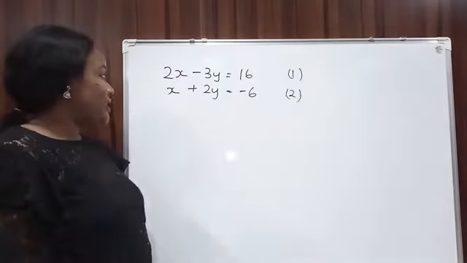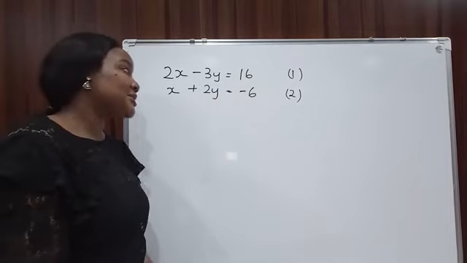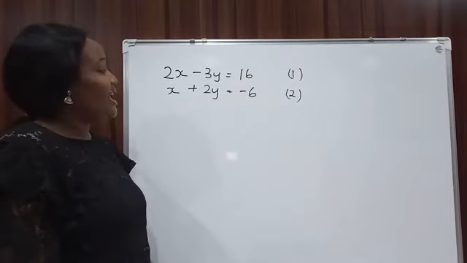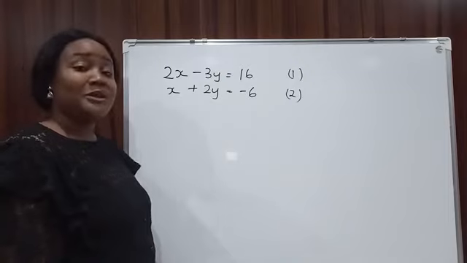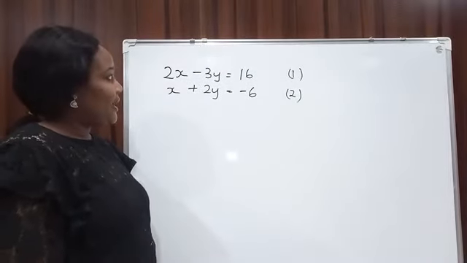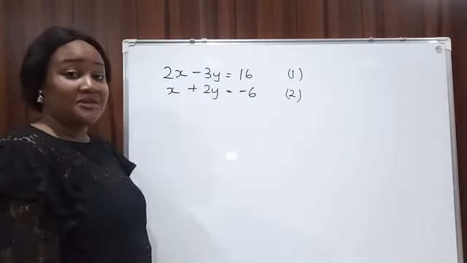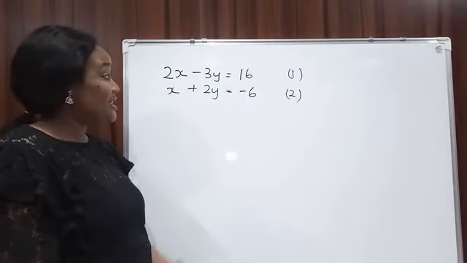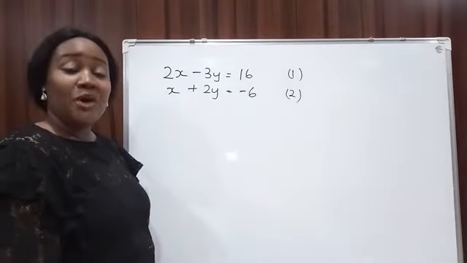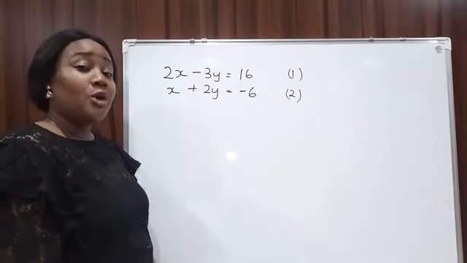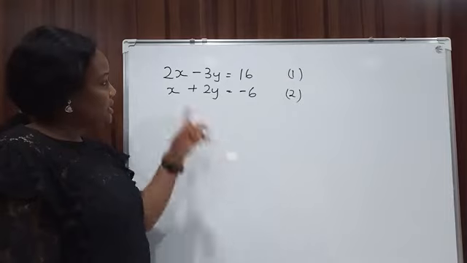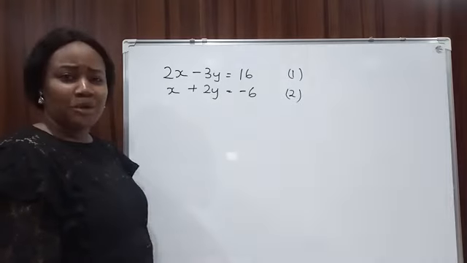So let's take another example. We have 2x minus 3y equals 16 and x plus 2y equals minus 6. Now, as you can see, the x variable doesn't have the same coefficients in the two equations, and the same thing goes for y. What should we do? We'll try to make x have the same coefficients.